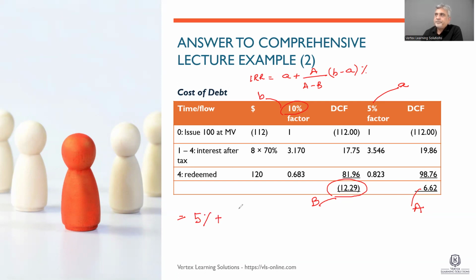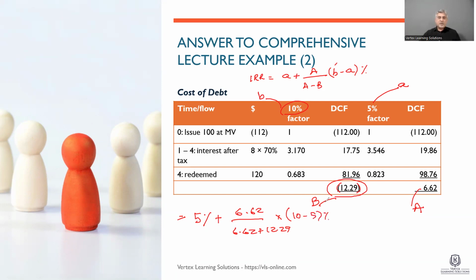How much is A? A is 6.62, divided by A minus B. So when you say A minus B, B itself is minus, so it is minus into minus, plus always. So it will be 6.62 plus 12.29. Then you say multiplied by 10%, because small b means the bigger discount rate, 10 minus 5%.